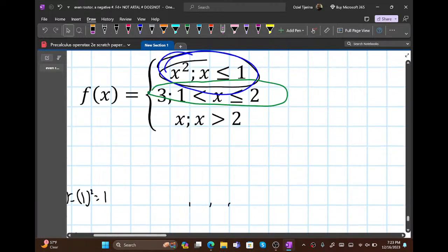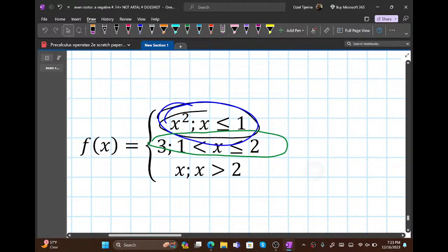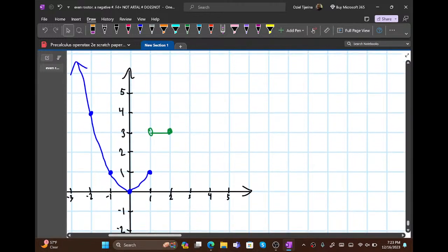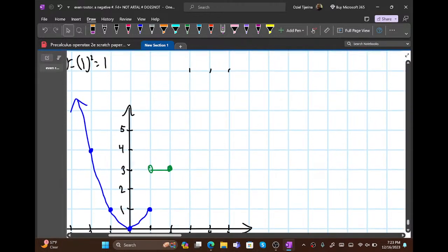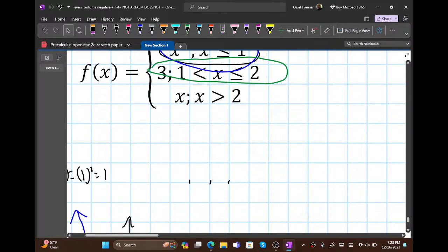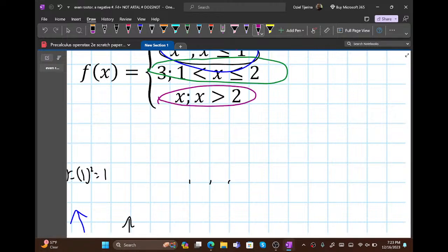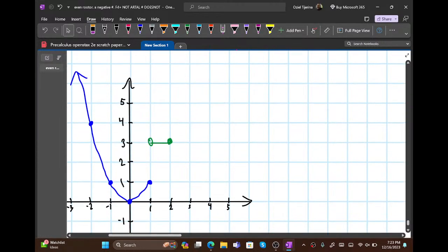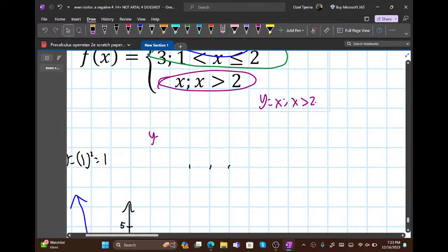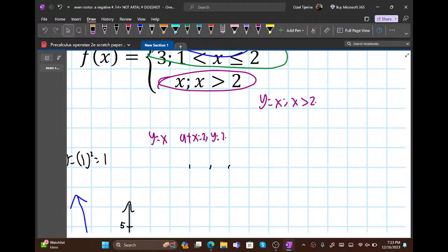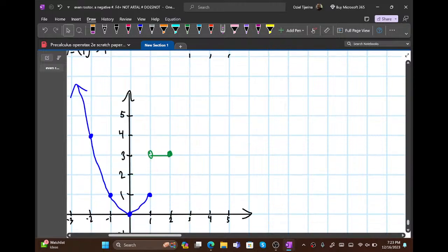And then it would be x such that x is greater than 2. Again, if you think about it, for y equals x, I'm going to do that in yet another color. So y equals x such that x is greater than 2. I know that it is not going to be defined at 2. I know that when y equals x at x equals 2, y equals 2. So for that part, it's going to be the following way.